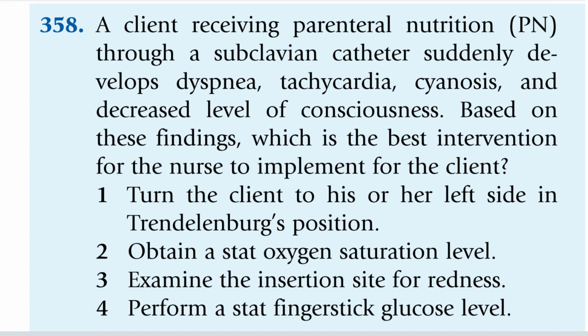358. A client receiving parenteral nutrition, PN, through a subclavian catheter suddenly develops dyspnea, tachycardia, cyanosis, and decreased level of consciousness. Based on these findings, which is the best intervention for the nurse to implement for the client? 1. Turn the client to his or her left side in Trendelenburg's position. 2. Obtain a stat oxygen saturation level. 3. Examine the insertion site for redness. 4. Perform a stat fingerstick glucose level.